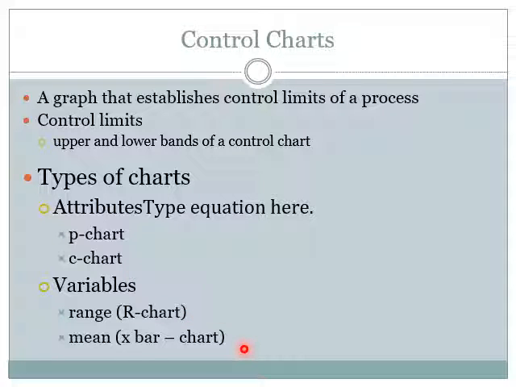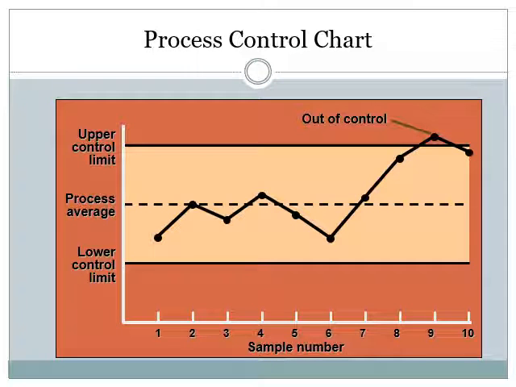So like I brought out earlier also, attributes is basically when we have only two options, good or bad, yes or no, and variables when we can measure the characteristics. Now, as depicted here, it is represented like this. There is an upper control limit, there is a lower control limit, and this is the process average, and these are the sample numbers. If the reading in a particular sample goes out of control, then this is very clear on the graph.